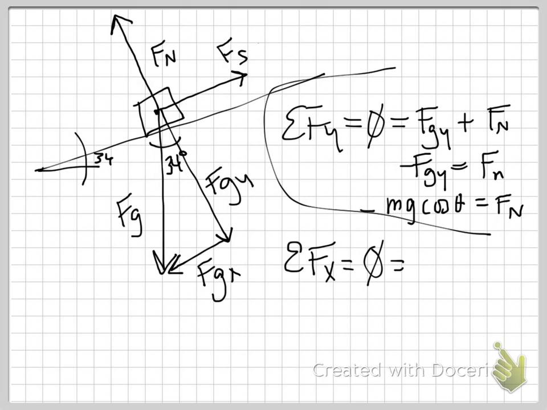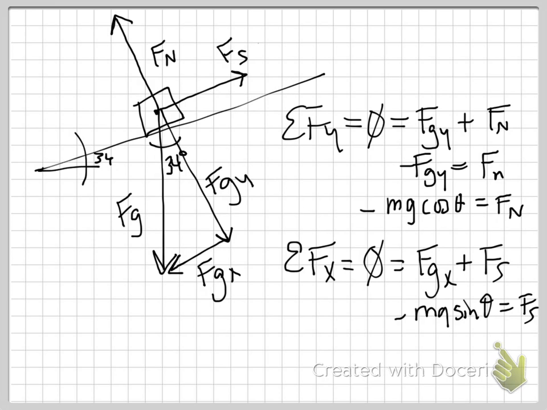And at the moment they begin to slide, those two things become equal. So we have Fgx equals Fs, and we have negative of mass gravity sine theta equals Fs. So the big thing to remember here, and this is where the breakthrough came last year, like having an aha moment.